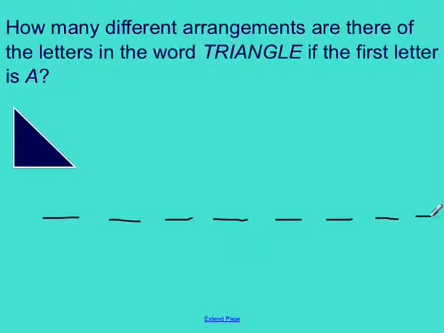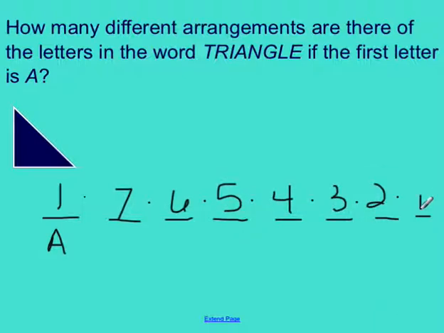Okay, however, now we're saying the first letter has to be an A. Well, there's only one way that first letter can be an A, so I'm going to write a 1 there. And then when we go to the second letter, since we've chosen the first letter to be A, we only have 7 choices. And then we're going to go down from there.